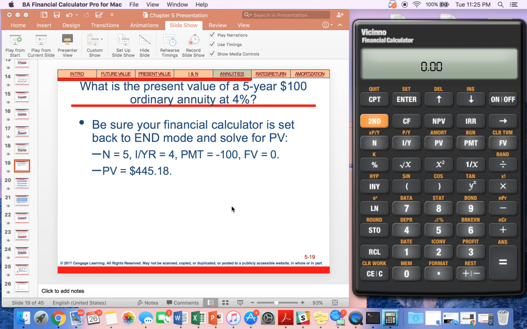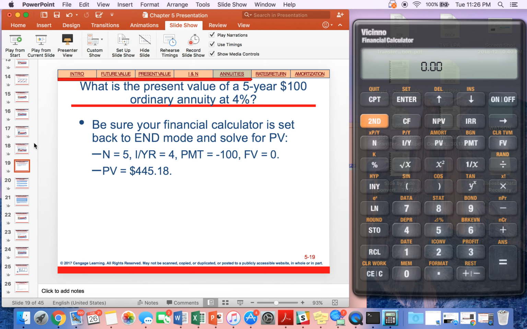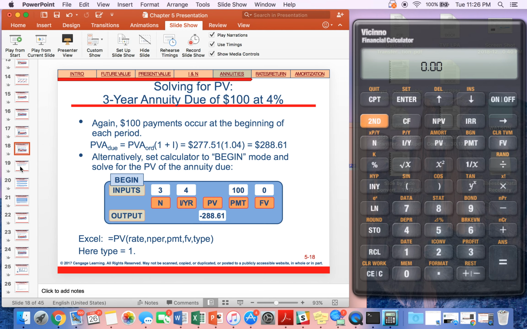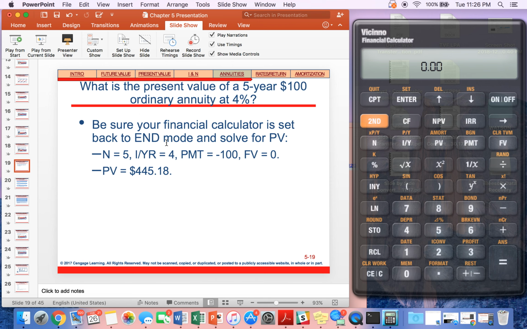And the point of this question is to get you to switch your calculator back. This is a big thing that you need to be very cognizant about when you're using your calculator: while your inputs are all the same, the process is all the same, if your calculator is in the wrong mode, even if all your inputs are correct, you will still get the wrong answer. So the whole point of this is that we changed from an annuity due in the previous question, and now we're dealing in an ordinary annuity, okay?